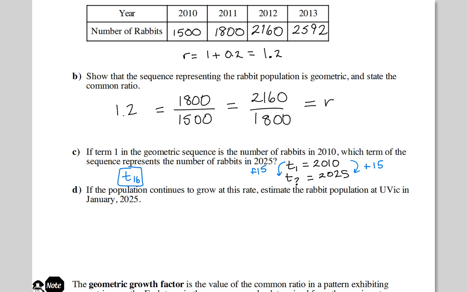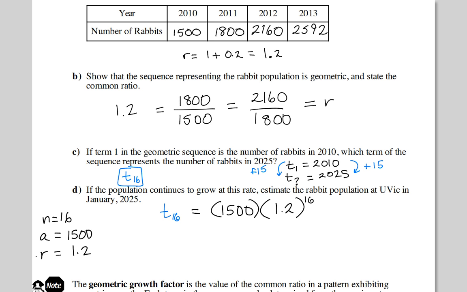Okay, so if the population continues to grow at this rate, estimate the rabbit population in January 2025. So we are just looking for term 16. That's all we're looking for. So we know n is 16. What do we know A to be? 1,500. And R? 1.2. So this one's just strictly plug and play. You are searching for Tn, in this case n being 16. So term 16 is the A value, 1,500, multiplied by the R value, raised to n minus 1, so 16 minus 1.